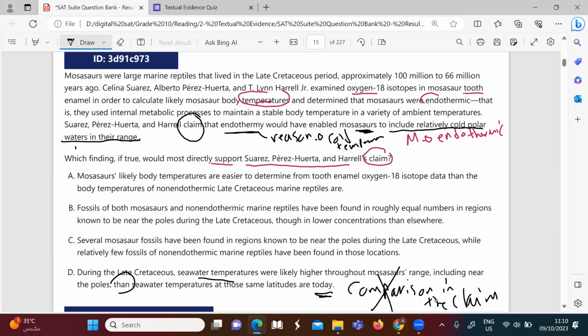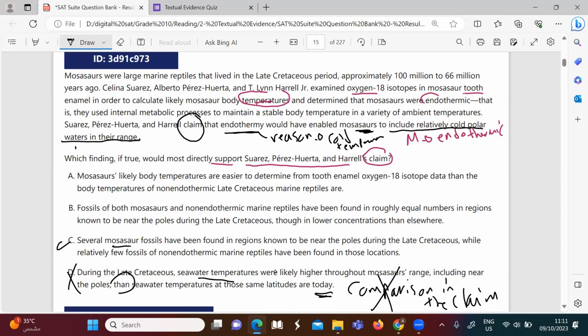No. Where is the endothermy in choice D? The claim says in the reason they were able to live in the cold water is because of endothermy. Is endothermy mentioned here? No. So I will eliminate D. Look at choice C, which seems to be the right answer.